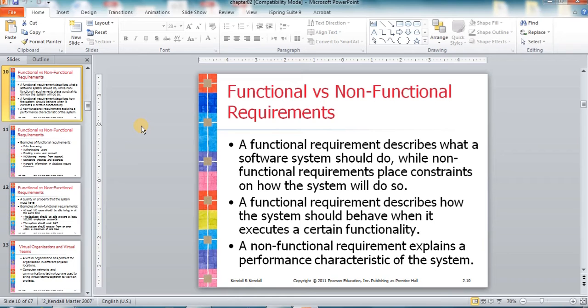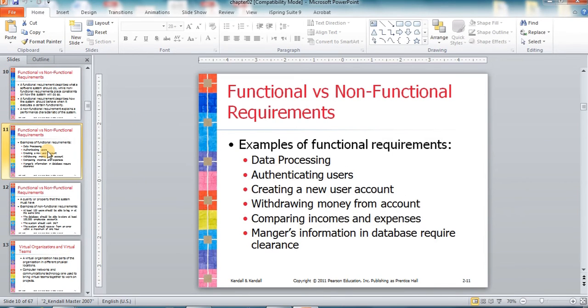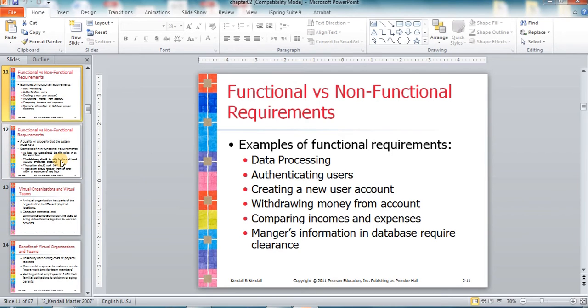So in general, we can say that a functional requirement specifies a certain service or operation, and describes how the system should behave when it executes a certain service or functionality. On the other hand, a non-functional requirement explains a performance characteristic or a certain condition of the system. The best way is to see them via examples. So we are going to take examples related to functional and non-functional requirements.